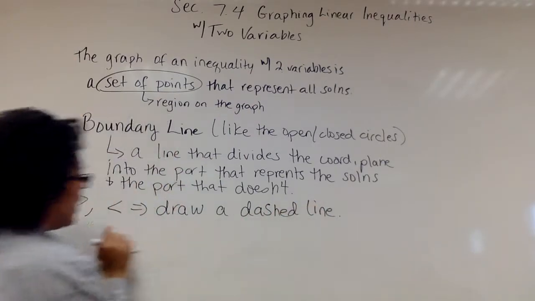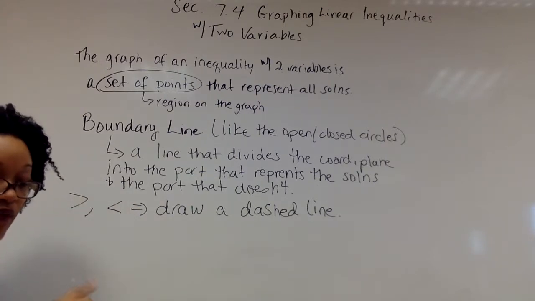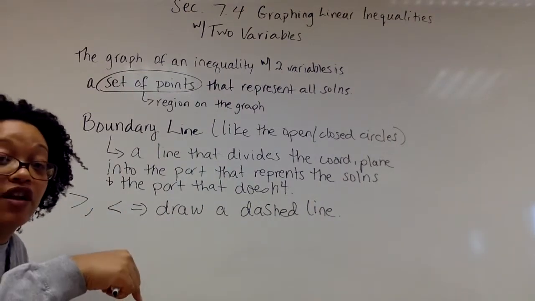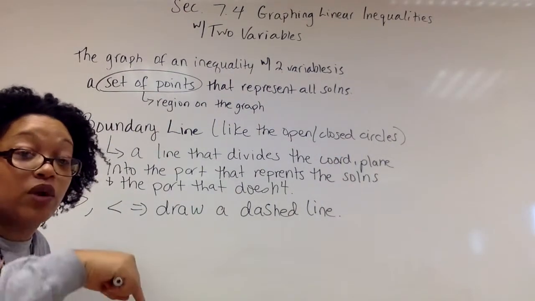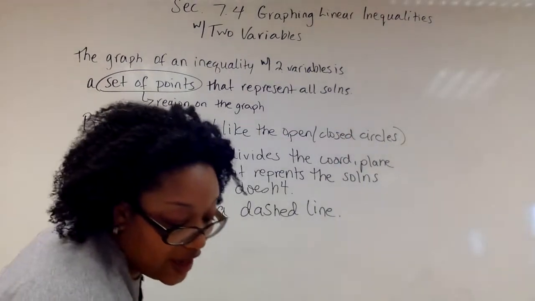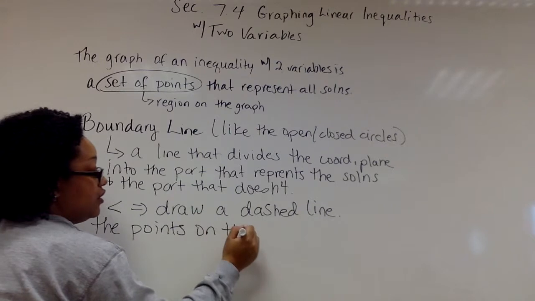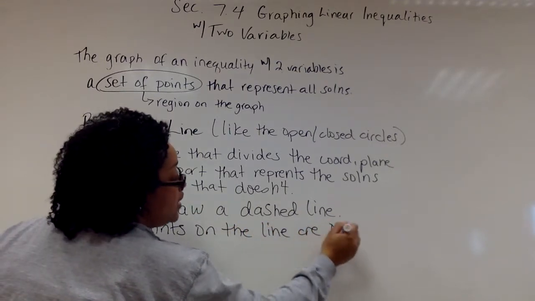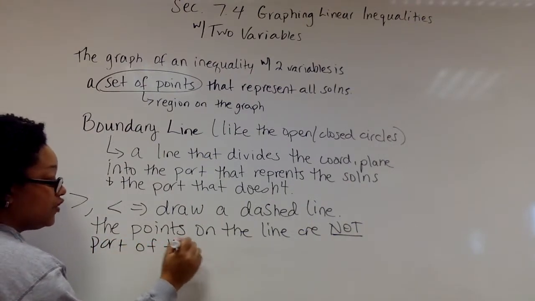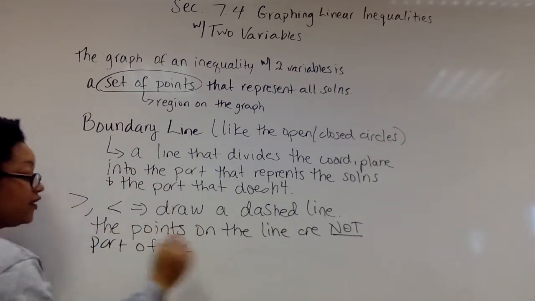Now, you learned at the beginning of the unit that greater than, less than means open circle, right? Open circle means that number is just the starting point. It's not included. That's just where the line starts and the arrow keeps going. Same thing here. If you draw a dashed line, that means the points on the line are not part of the solution. It's just the boundary line to let you know where the solutions are and where they aren't. Those points on the line are not part of the solution.